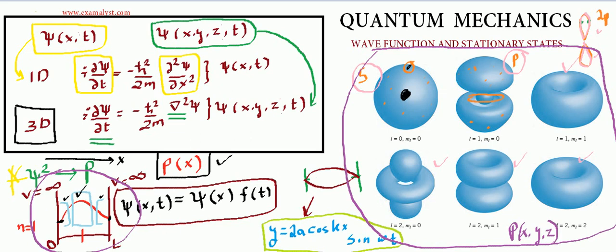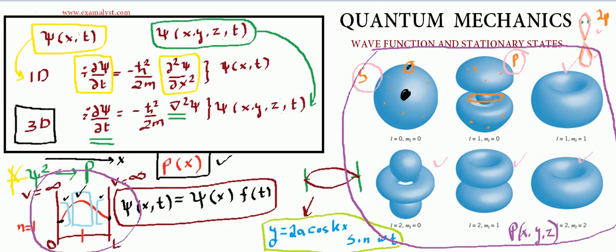These states are called stationary states. So what is the specialty about a stationary state? The specialty about a stationary state is that the probability is independent of time. Since the probability is independent of time, the wave function can be broken down into the space part and the time part separately. Wait, we are not finished.